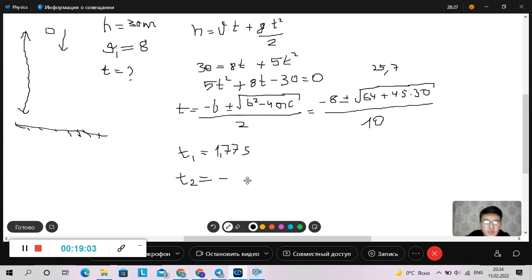And the second time will be minus, and this is not true because time must have a positive value. This is the last answer: the time at which the ball will be on the ground.